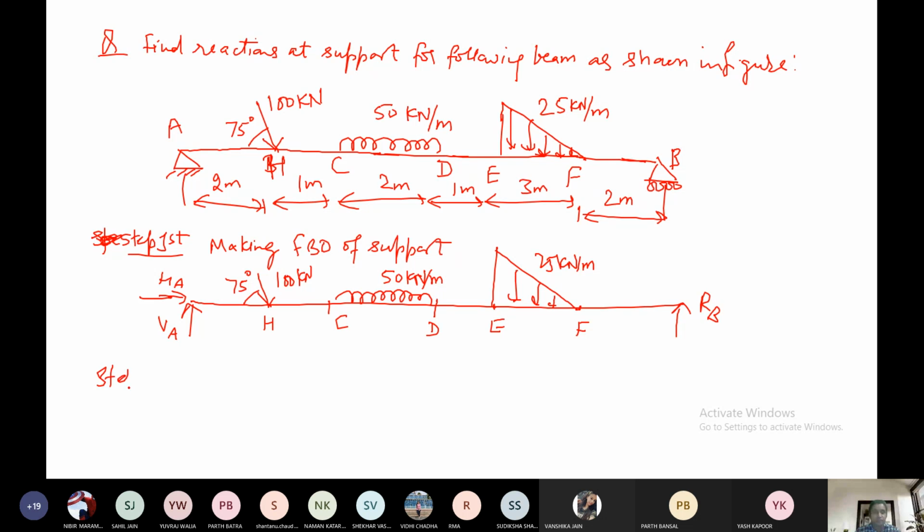Step number 2 says resolving UDL and UVL into point load. Fine. So here you have to resolve UDL and UVL into point load. So I am making it in the second sheet here.